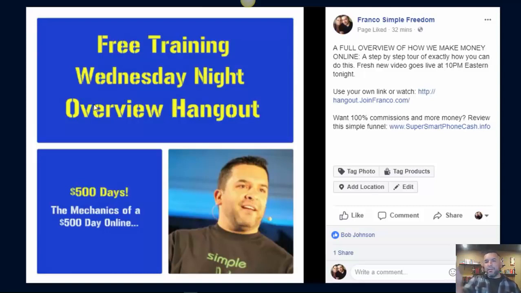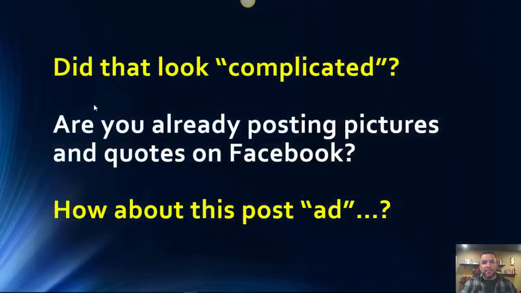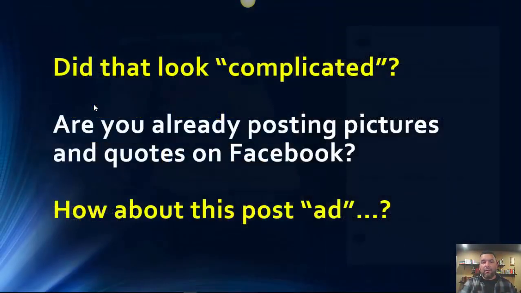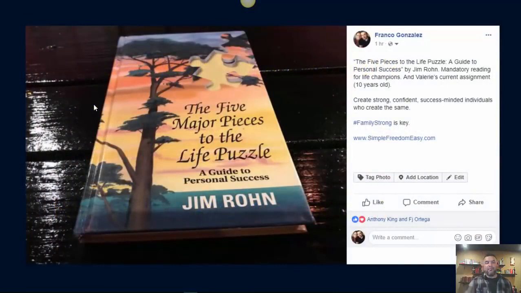Wednesday night overview, hangout. Look at the way I promoted it on the post. Very simple post. You can use that almost word for word, adjusted. Pop your own picture in there, your own profile picture. You're good to go, right? We give you these images. Not complicated. You're already doing this kind of stuff. You can share a book recommendation. Why not? Share a book recommendation with people. What are you reading? Garbage in, garbage out. Put some good stuff in. Cool, positive stuff will flow out.